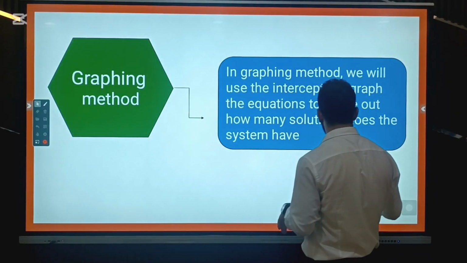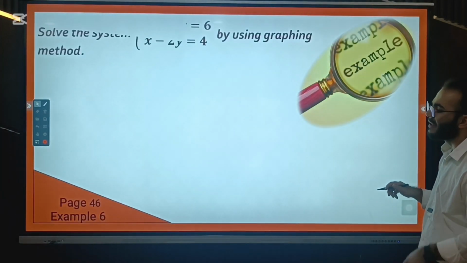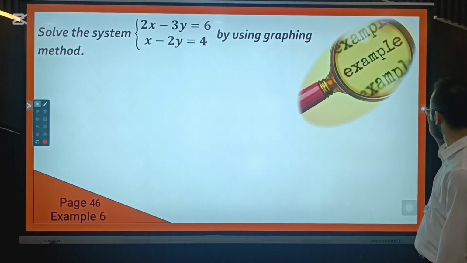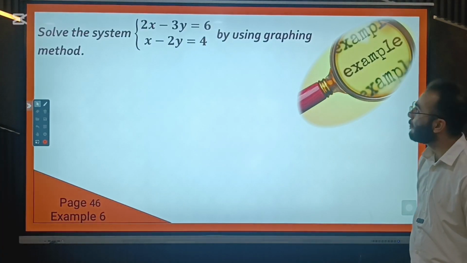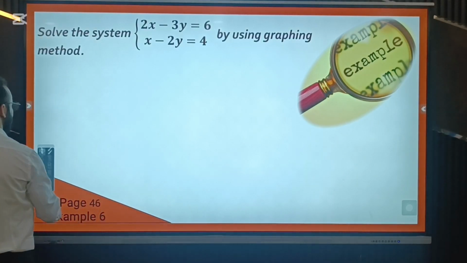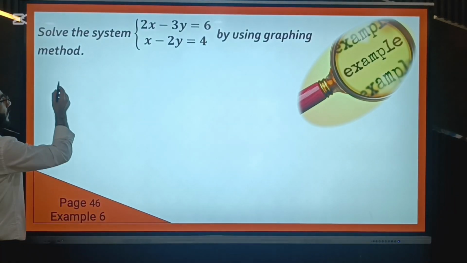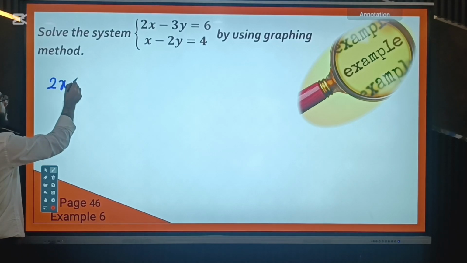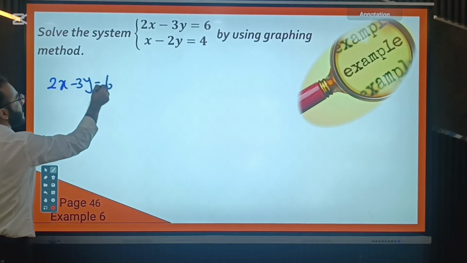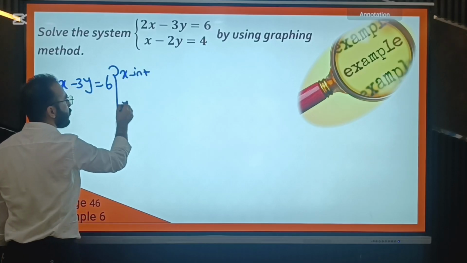Perfect. Let's just deal with an example. Page 46, example 6. Solve this system by using the graphing method. For each equation, for example, the first equation, 2x minus 3y equals 6, we need to find the x-intercept and y-intercept.